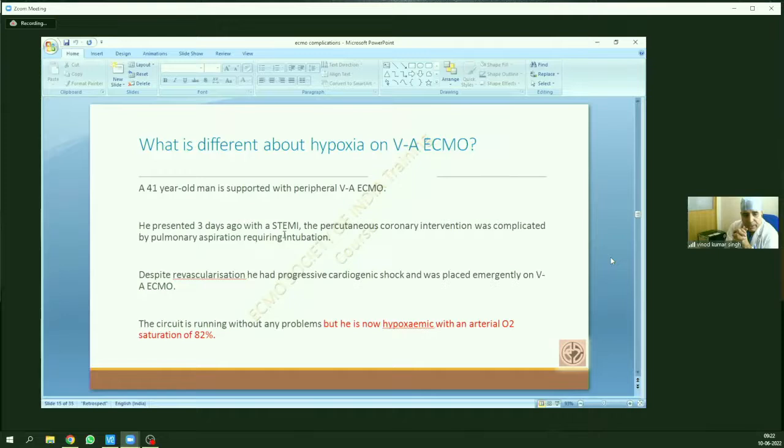The circuit is running without any problem, but he has now developed hypoxemia with an oxygen saturation of around 82%. So this patient has also developed hypoxemia, and look at how it is different.